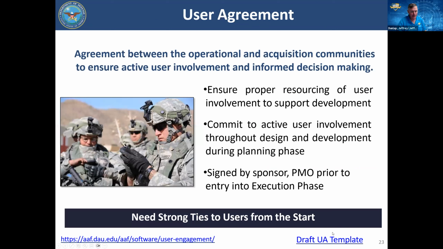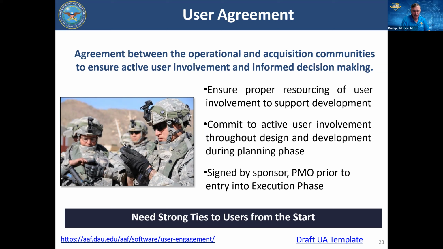So we get a user agreement. There again, the link is probably broke. I don't know why that's like that, but there are drafts of this to help the user community say, hey, if you want acquisition to do something, this is what you need to do. So it's an agreement between the operational users and the acquisition community that they're going to be involved in helping us make informed decisions.